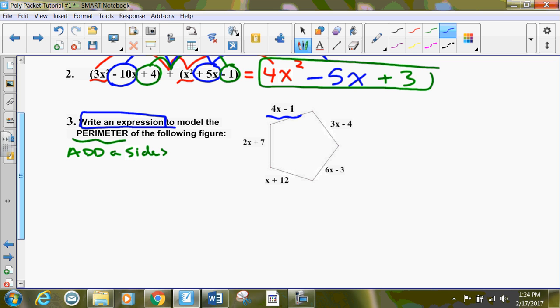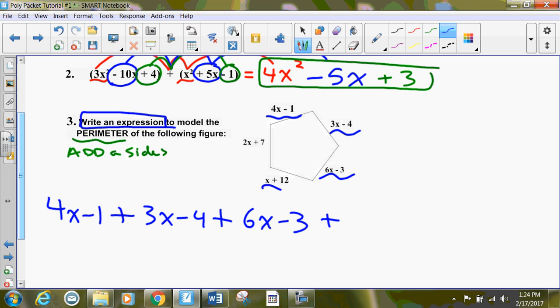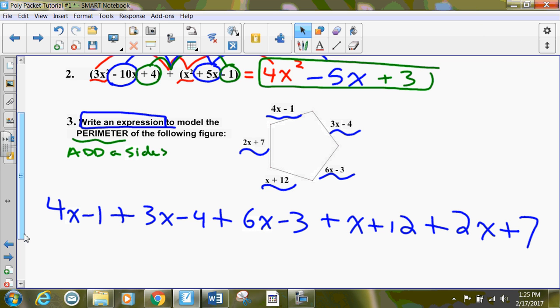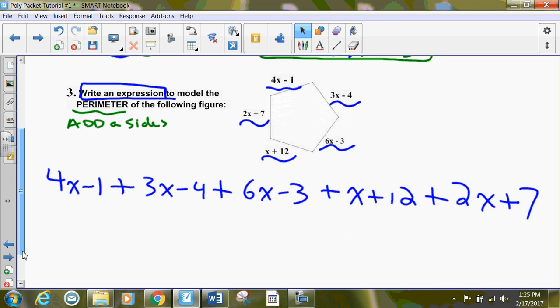So writing an expression means this. I'm going to start with 4x minus 1 represents one side, plus, and I'm going to add the next side, 3x minus 4, plus, and I'm going to write the next side, 6x minus 3, plus the next side, plus the last side. So this is just a long list of like terms. We have like terms that have an x as part of their terms, and then we have like terms that are just numbers.